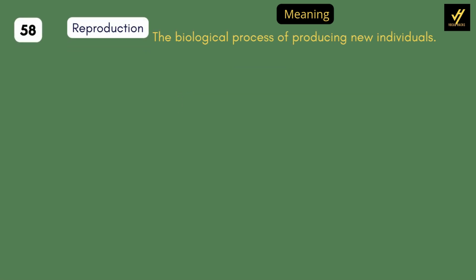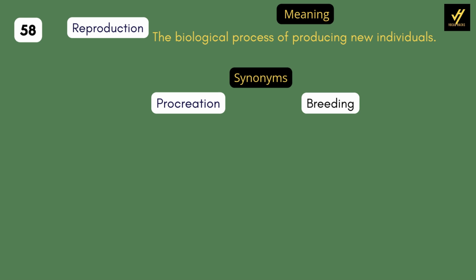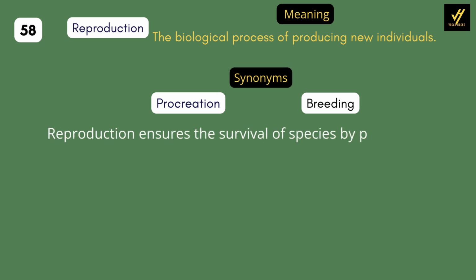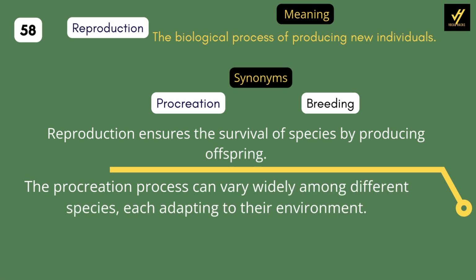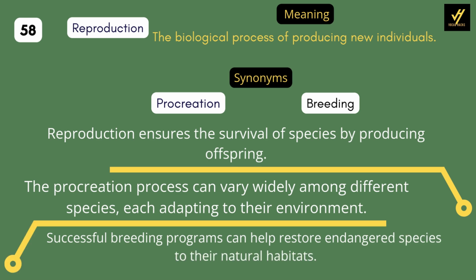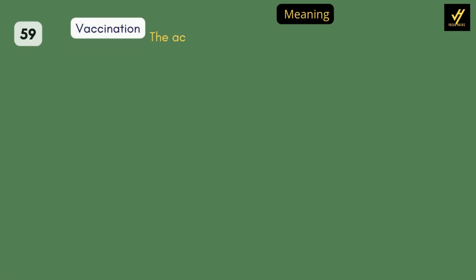Reproduction, the biological process of producing new individuals. Procreation, breeding. Reproduction ensures the survival of species by producing offspring. The procreation process can vary widely among different species, each adapting to their environment. Successful breeding programs can help restore endangered species to their natural habitats.